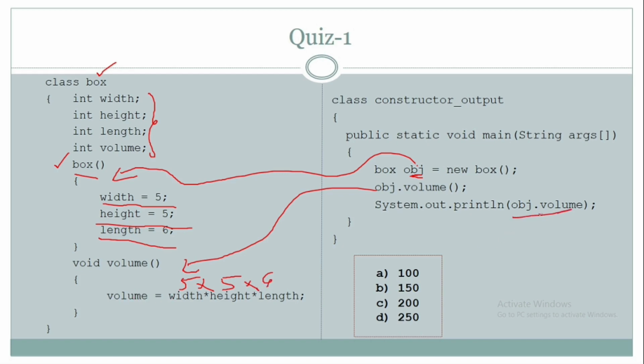I'm just displaying the value, object dot volume. Since volume is an instance variable, if you want to access it inside a static method, I need to create an object, so object dot volume. But this instance variable can be directly accessed by a non-static method. That's the reason I can easily access volume inside a non-static method. The answer is B. Let me check whether it is correct. Yes, this is correct. Now let us look into quiz 2.